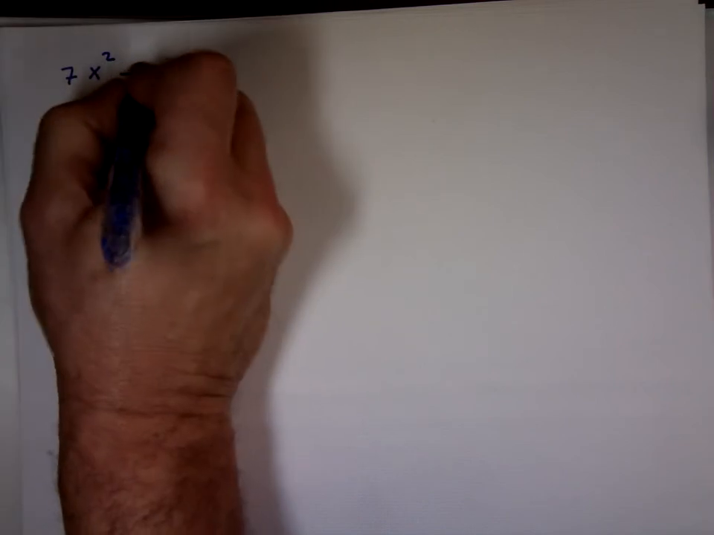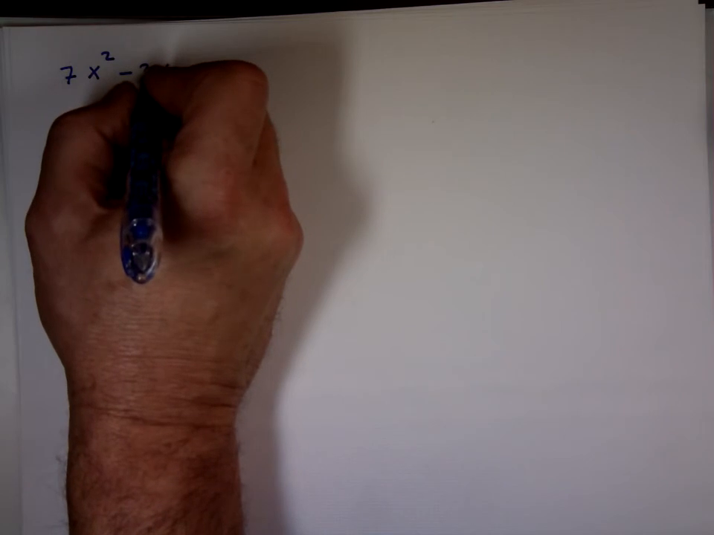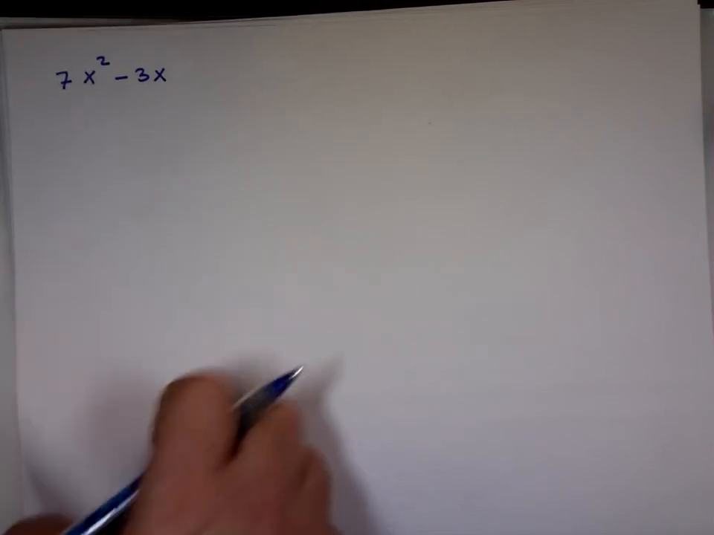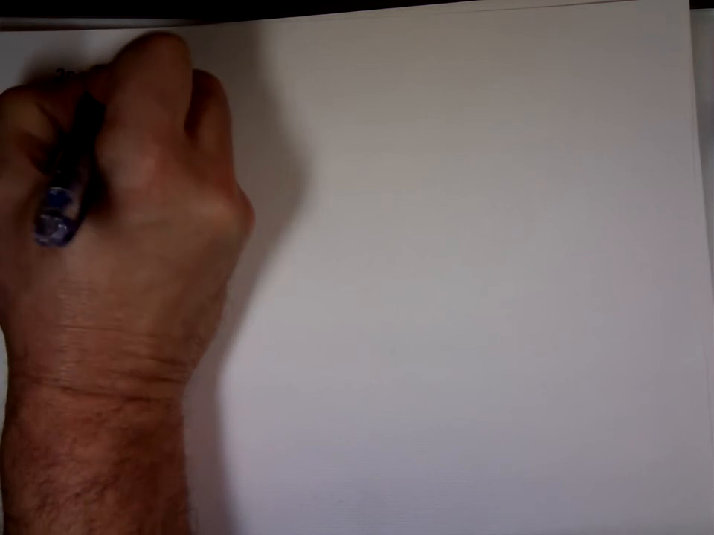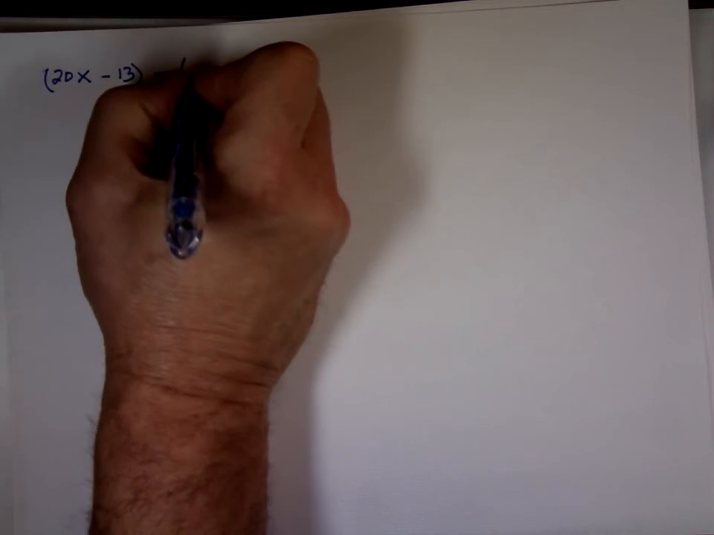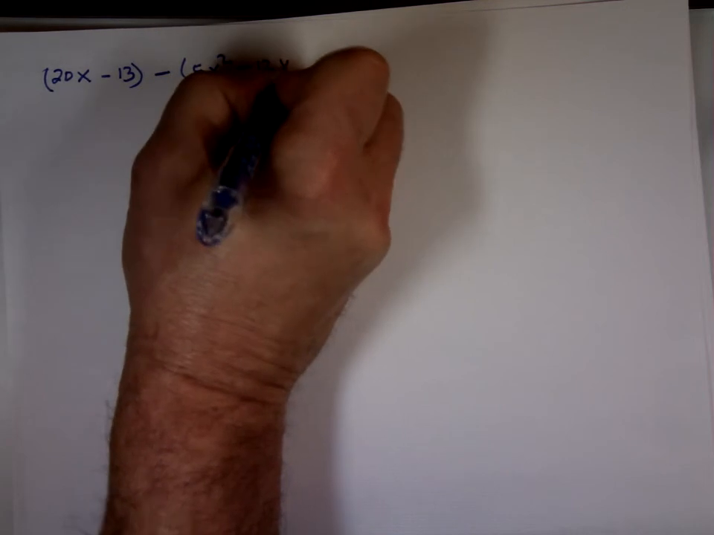A couple more examples. I think I just did that one. Yep, I just did that one. Let me try a different one. There we go. 20x minus 13 minus 5x squared minus 12x plus 13.